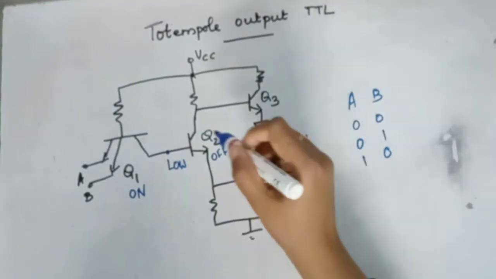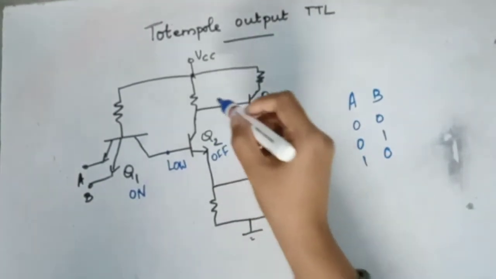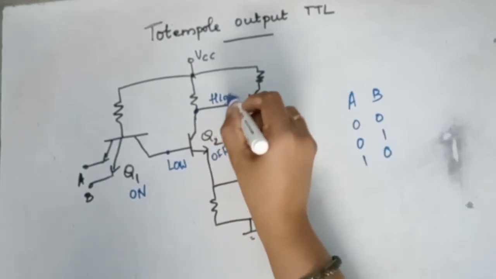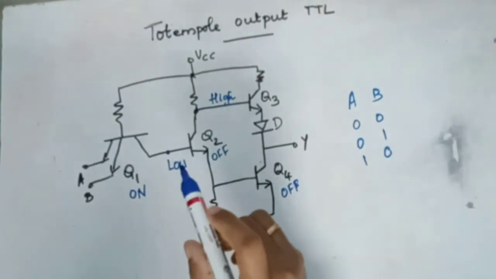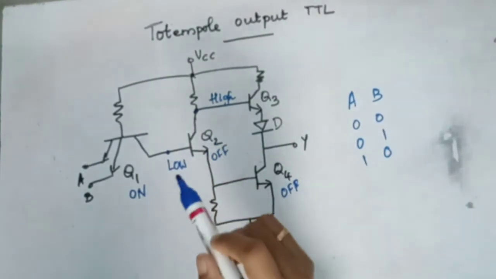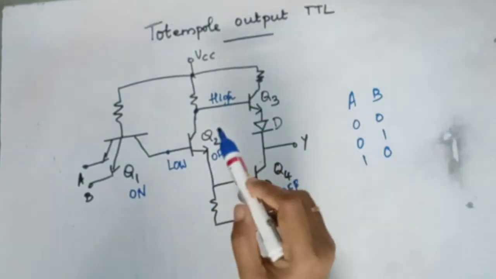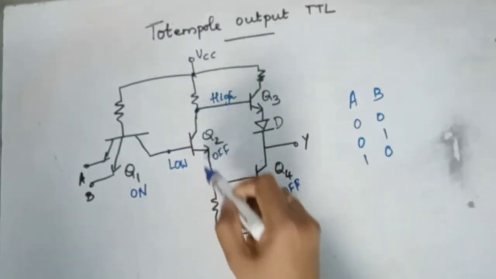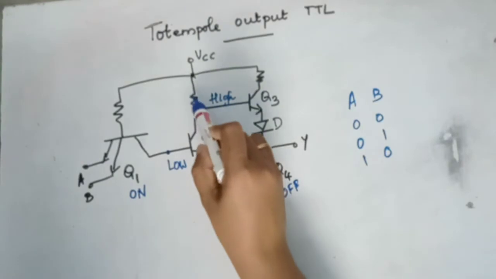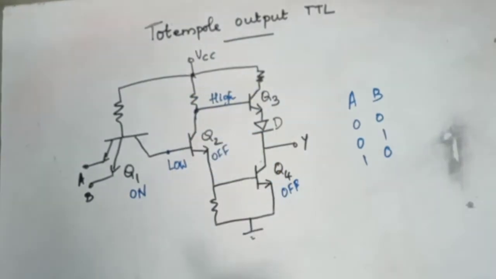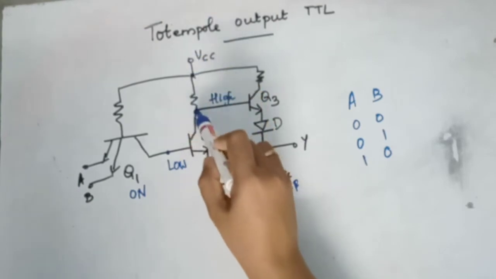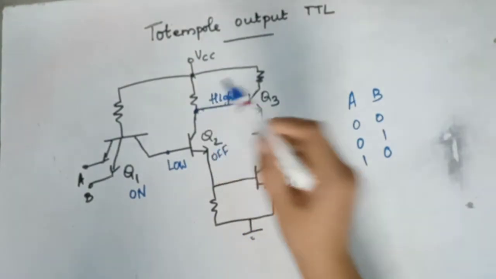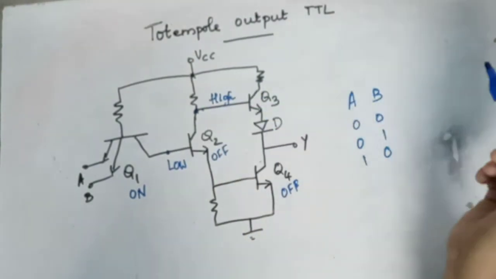Now Q2 is off. Q2 is off means what is the collector voltage? It will be a high. If a transistor is on, the collector voltage will be low. If a transistor is off, the collector voltage will be high. So this is high. High means what? This is an open switch. So there is no current through the resistor. No current through the resistor means full VCC will come here. VCC is normally 5 volt. So if 5 volt comes here, what happens to Q3 and D?